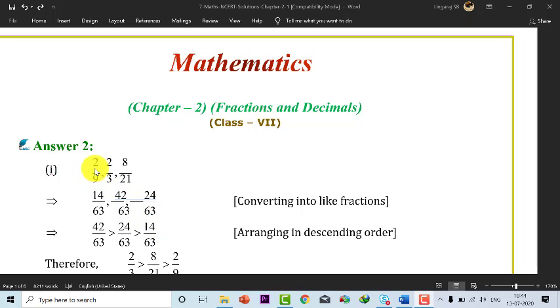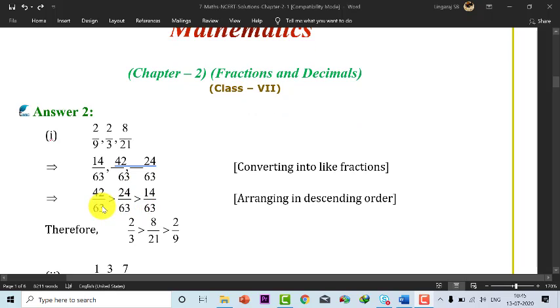From those numbers we multiply the numerators. So 2 into 7 is 14, 2 into 21 is 42, and 8 into 3 is 24. So we get the fractions 14 by 63, 42 by 63 and 24 by 63. These are like fractions, because we equalized the denominators. Then in the next step we arrange these like fractions in descending order.